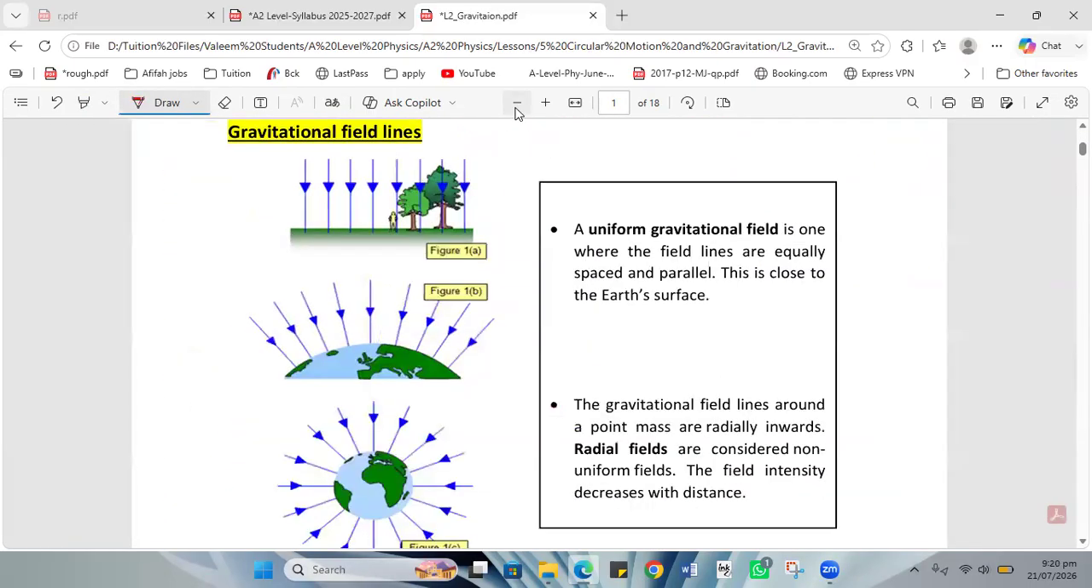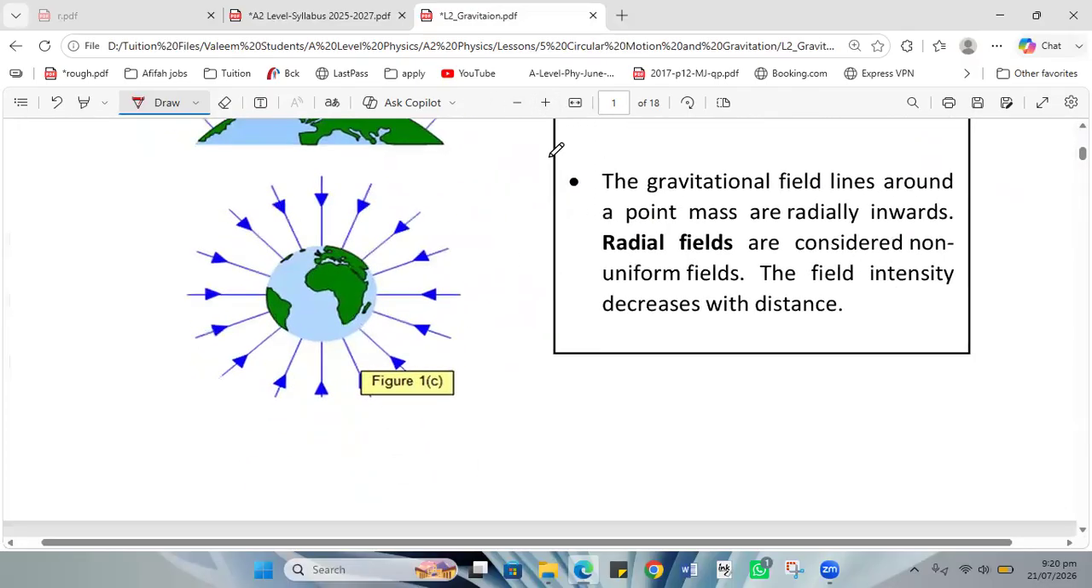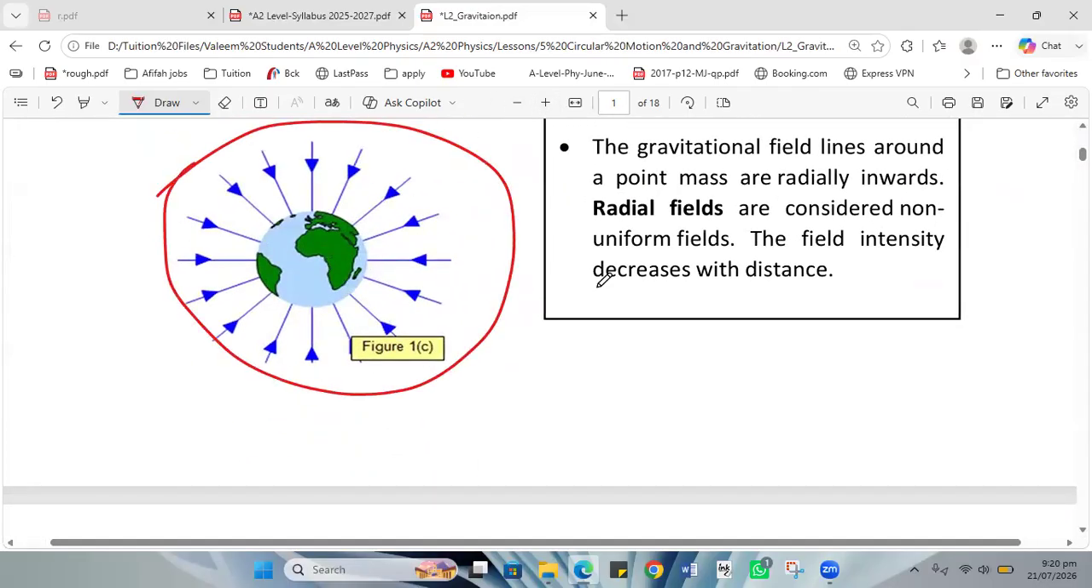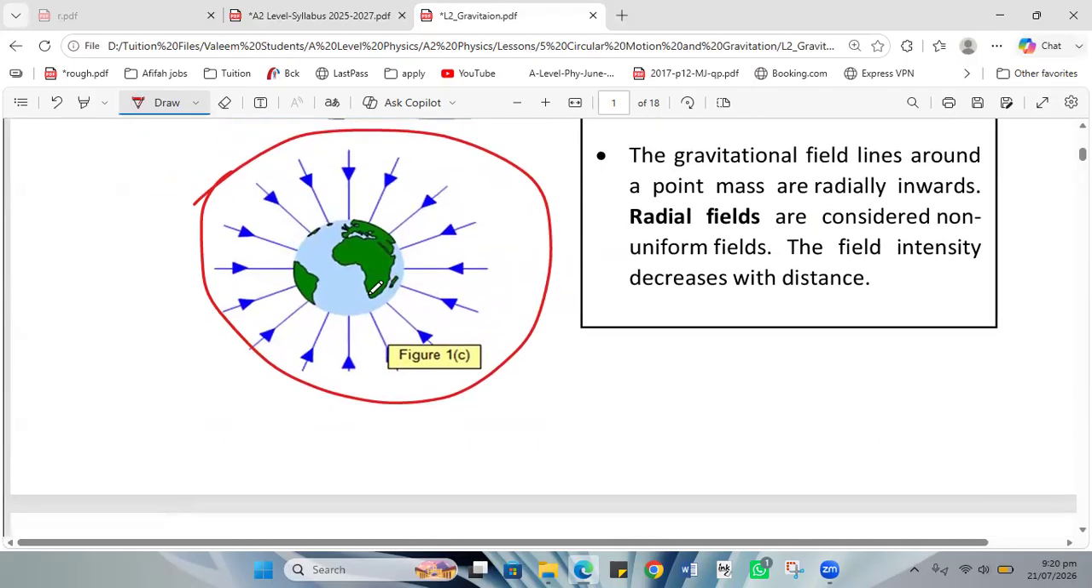These are some representations of gravitational field strength. I just drew this one. See, this is a sphere like an Earth. It could be any point mass. Notice the field lines are radial. We call these field lines radial. Radial means they seem to be the radius of a circle. So we call these radial field lines.